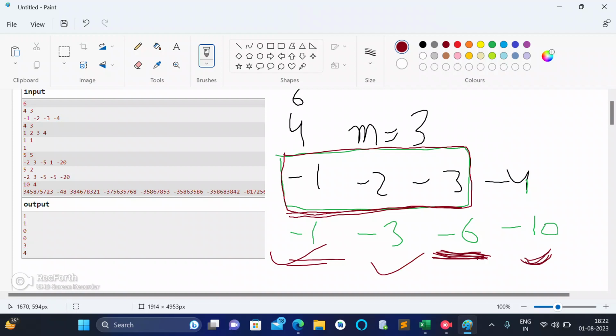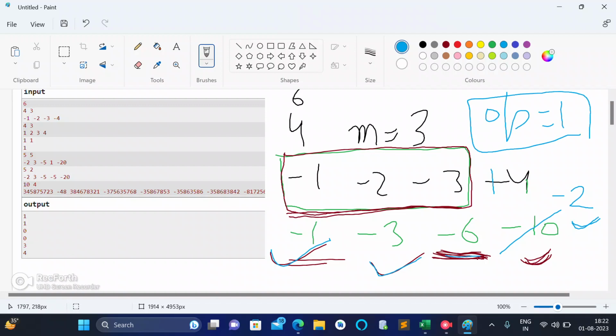So let's say we convert this -4 into +4. After converting, this -10 gets converted to -2. Now -6 is smaller than -1, -6 is also smaller than -3, and now -6 is smaller than -2. So the number of operations required is 1. In one operation we changed this -4 to 4, and now the sum of the first three numbers becomes minimal. So here the answer is 1.